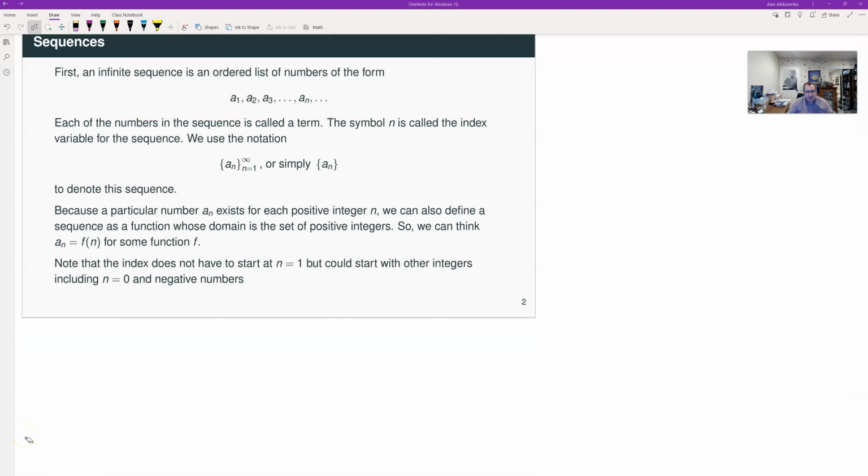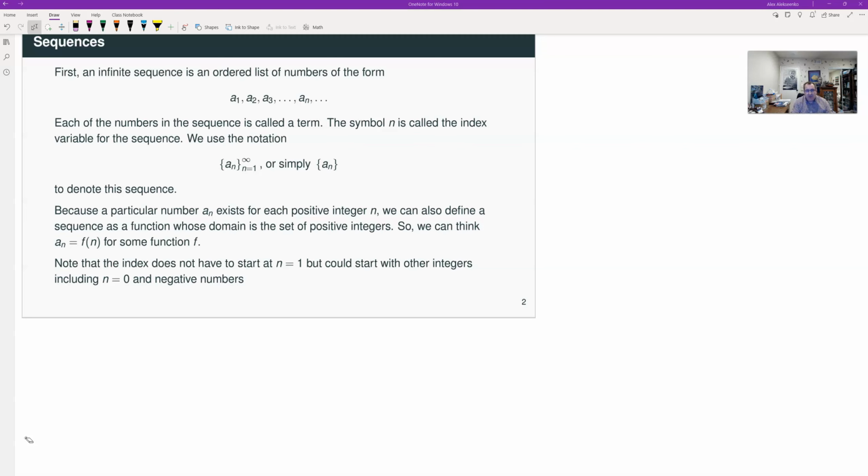Let's start with a definition. An infinite sequence is an ordered list of numbers. And what that means is we know which numbers go first, which numbers go second, which number goes third, and so on. There's no ambiguity in knowing where the number will appear. If we know that, we have a sequence of numbers.